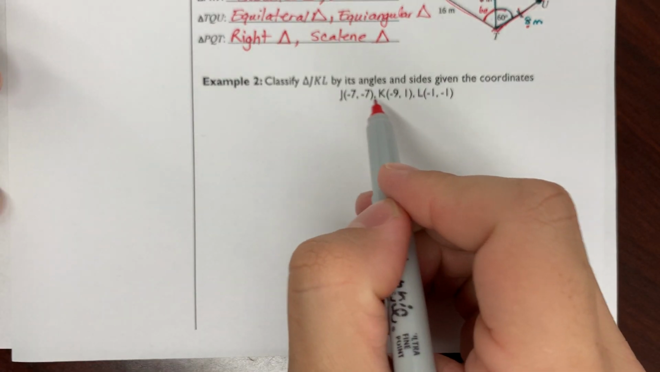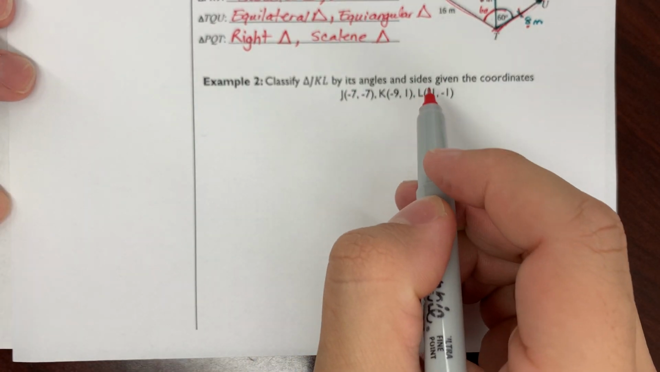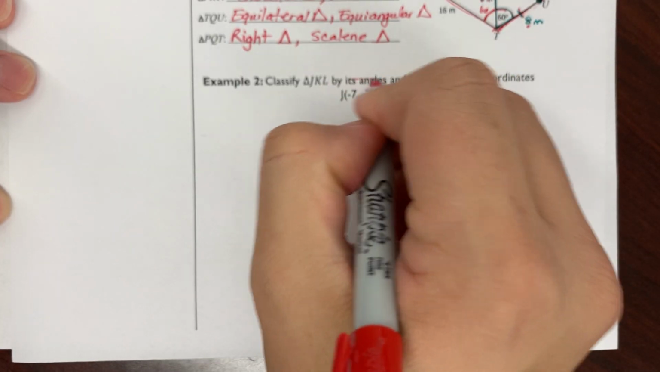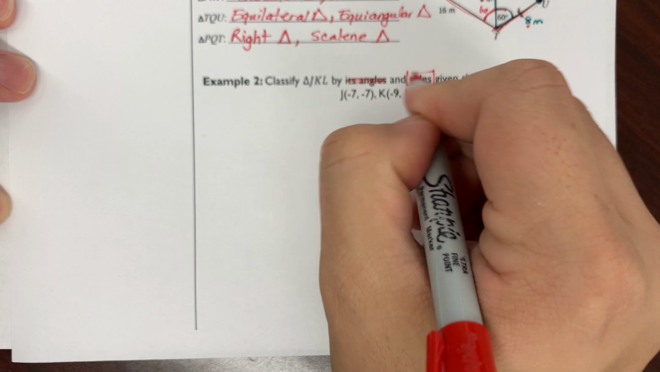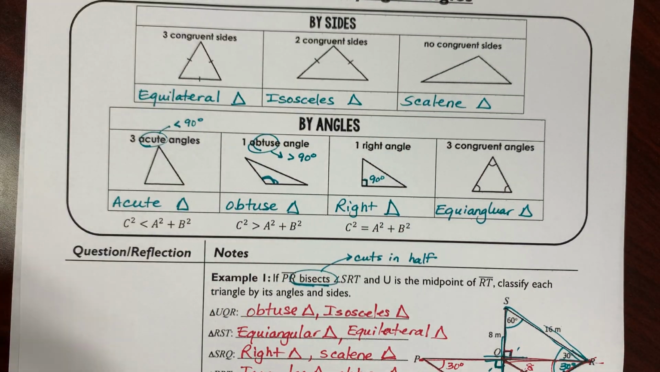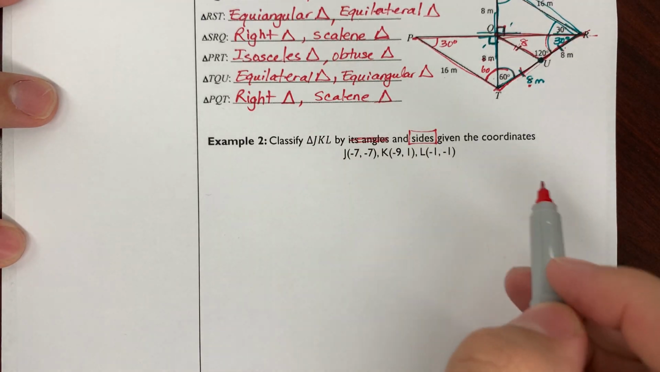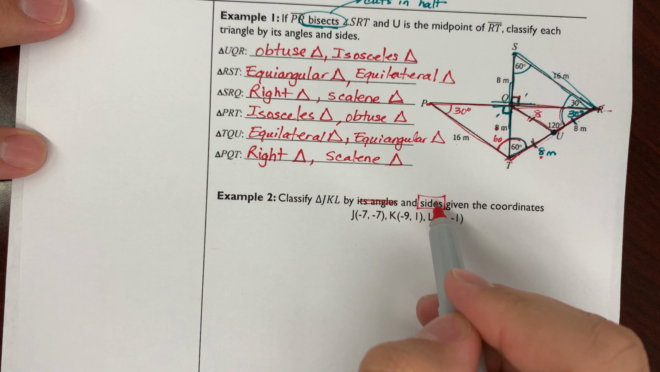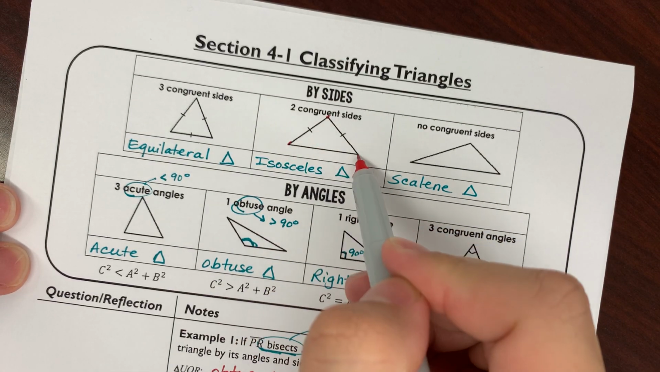And what we're going to end up doing for these is we're going to take the distance between each of these. And really, you don't have to worry so much about the angles. They care more about the sides. They want you to know if it's an equilateral, isosceles, or scalene triangle. So if ultimately we want to classify this triangle by its sides, we need to know the distance between each point of the triangle.